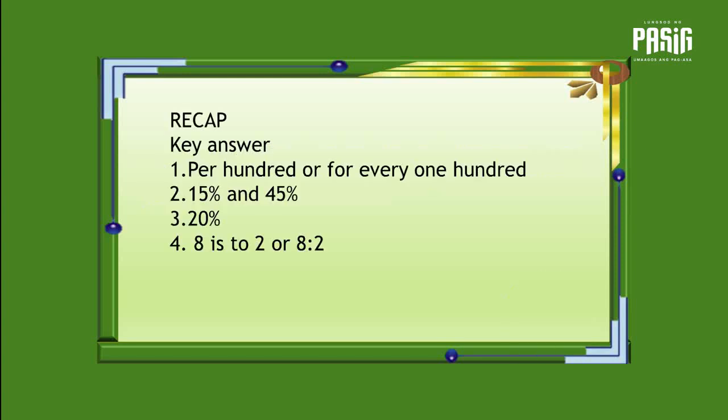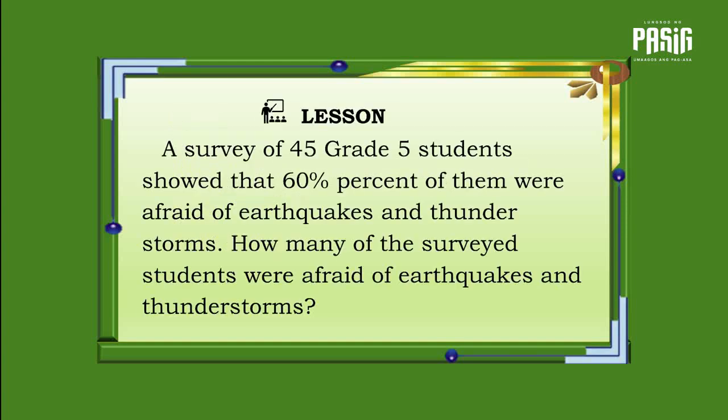Your time is up. Let us now check, and here are the answers to the questions. Number 1, per 100 or for every 100. Number 2, 15% and 45%. And number 3, 20%. And number 4, 8:2, or 8 over 2 in column form. Let us now proceed to our lesson.